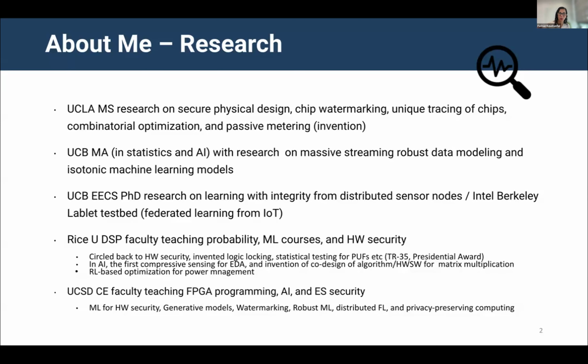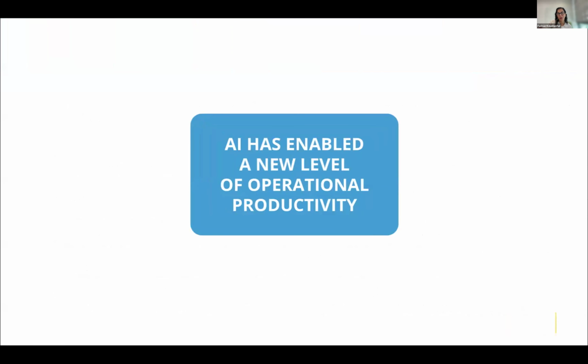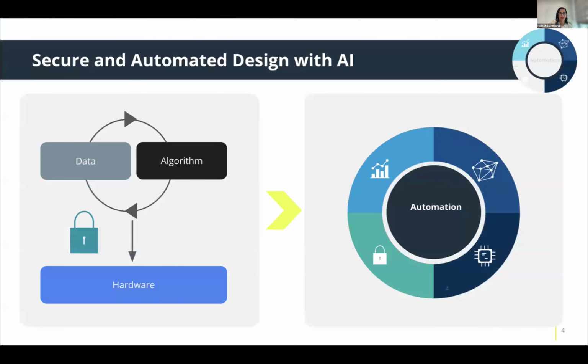And then once I came to UCSD, I now teach computer engineering courses like FPGA programming, AI, and embedded system security. Of course, all these things have been transformed with generative models. I work on a range of topics in privacy preserving computing, all the way to machine learning for hardware security. And we all know that AI is enabling a new level of operational productivity. This is cross-cutting across so many different industries.